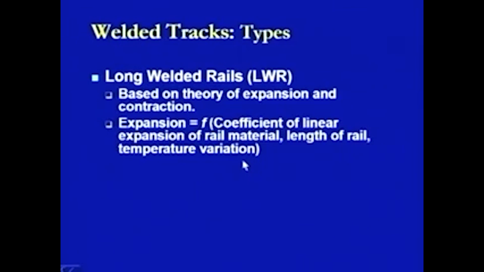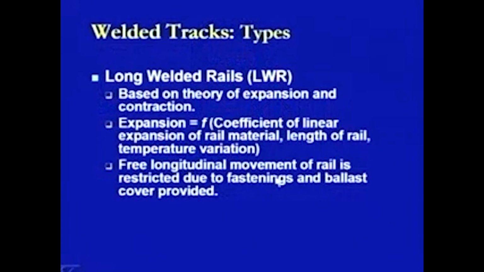The higher the temperature variation, the higher is the expansion in the rail section, and if the coefficient of linear expansion of the rail material is higher, then also it is going to create a higher level of expansion in the overall length of the rail section. Further, it is proportional to the rail length, and therefore the expansion will be more if the length of the rail section is more, and that is one of the reasons why short welded rails in Indian conditions, as we have seen previously, have been restricted up to a length of 3 rail sections.